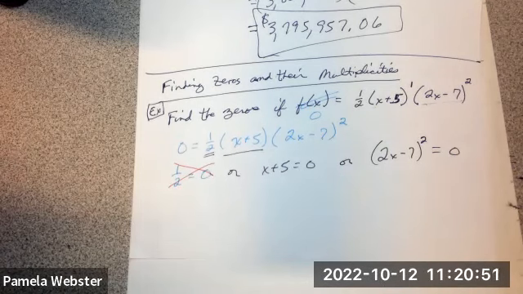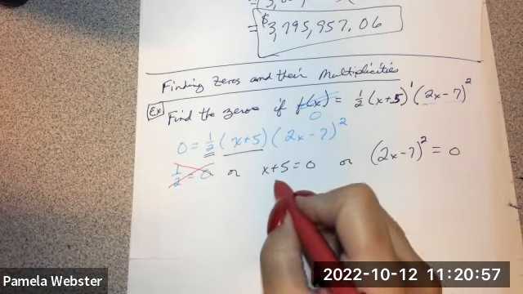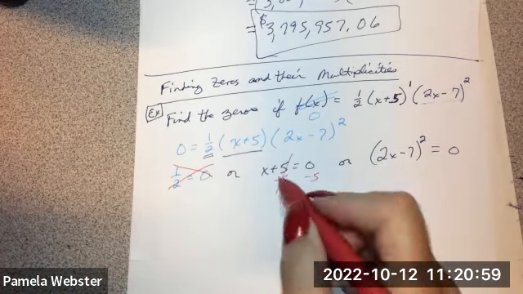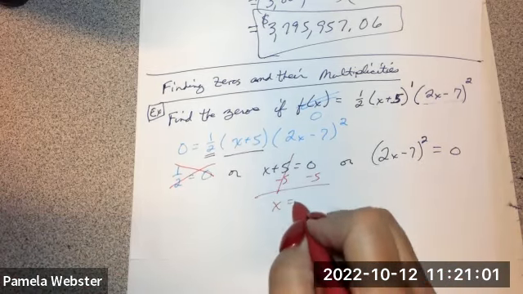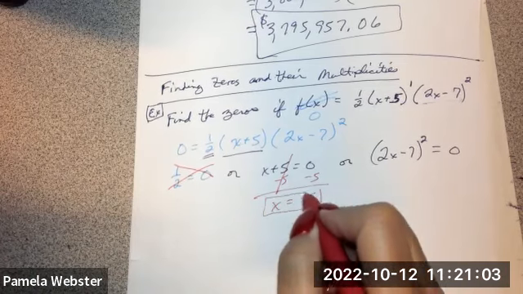All right. So let's go ahead and work on this one. X plus 5 equals 0. I can't have that one. I can subtract 5 from both sides of the equation. That would give me x equals -5. That's a possible 0.